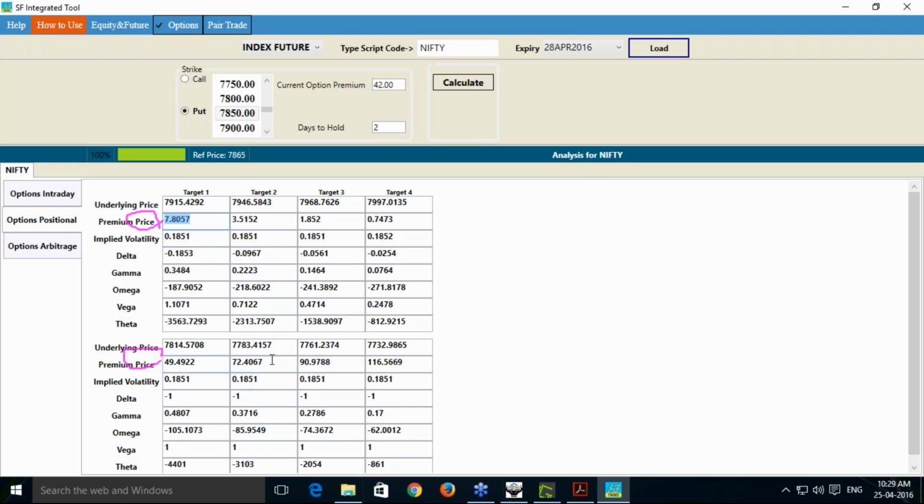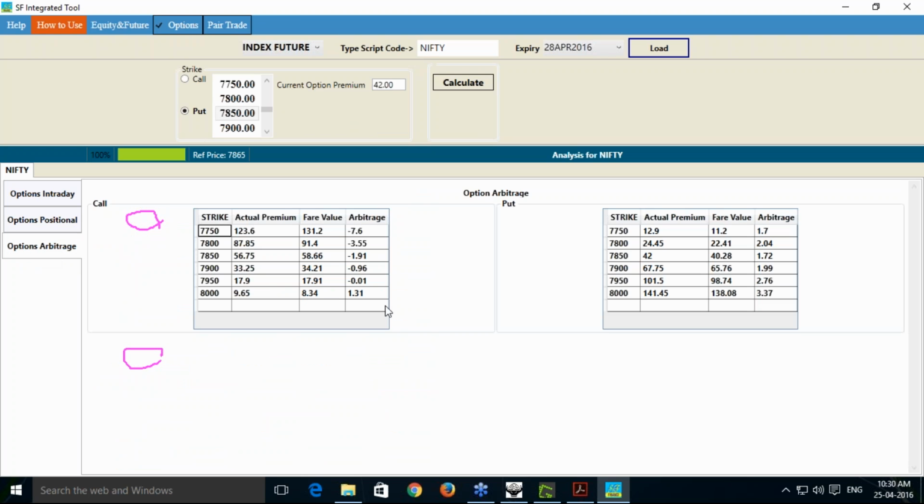That time you can come out. Or else if it is falling down, you have a chance, because you are in the very last leg of the settlement cycle. That's why you are getting this. There is an arbitrage opportunity also.